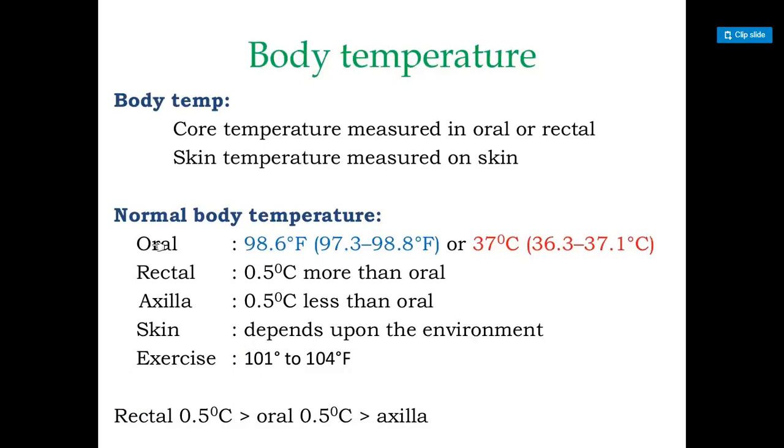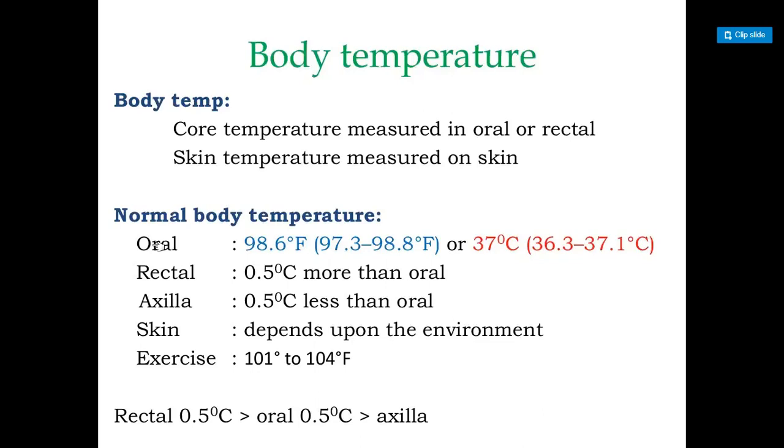It could range from 97.3 to 98.8 degrees Fahrenheit. But the normal amount should be 98.6. From 97.3 to 98.8 is the normal range, which does not cause problems. Or in degrees Celsius, it is 37 degrees Celsius, or 36.3 to 37.1 degrees. That is the fluctuation, the range, the limit. It shouldn't go above that or below.